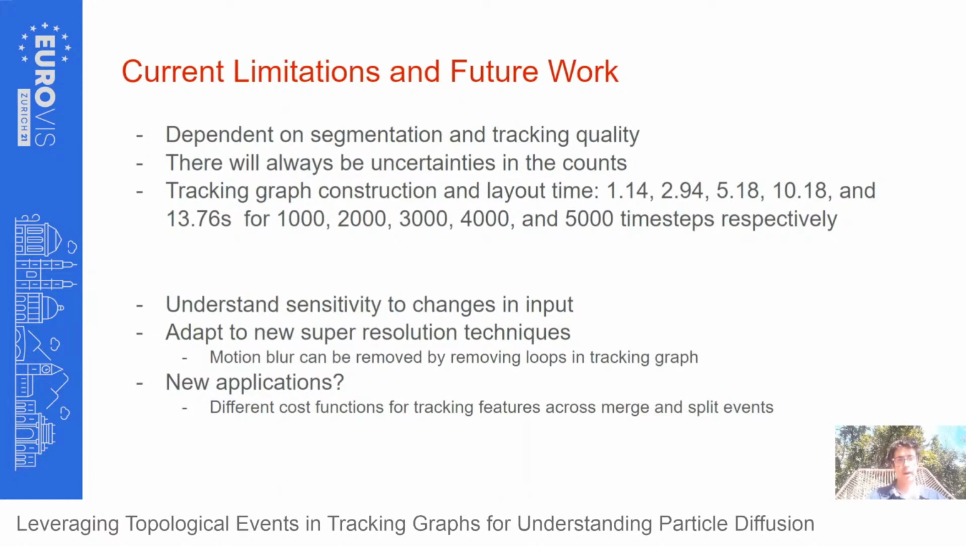Something we're working on right now is how to adapt this method to a new super resolution technique that can distinguish multiple particles within a cluster, in which our method is being used to help validate the technique. As a side note, we've already found that tracking graph structure can be used to remove motion blur effects by removing loops. Finally, this work has the potential to be useful in other application domains. Specifically, it could be used to help define how to track features across merge and split events by changing the cost function for determining most correlated links.